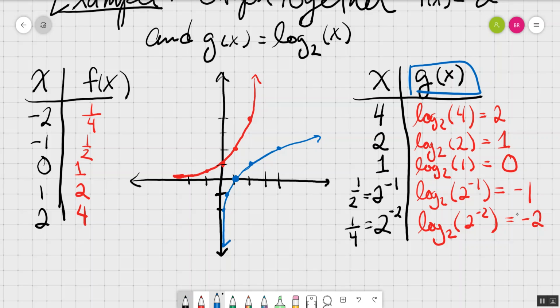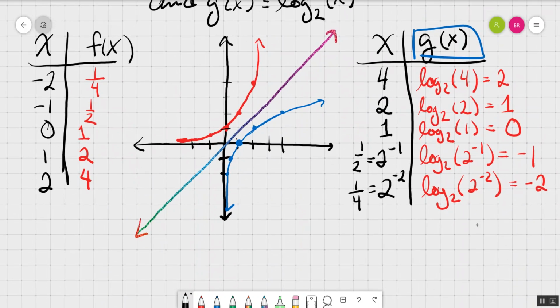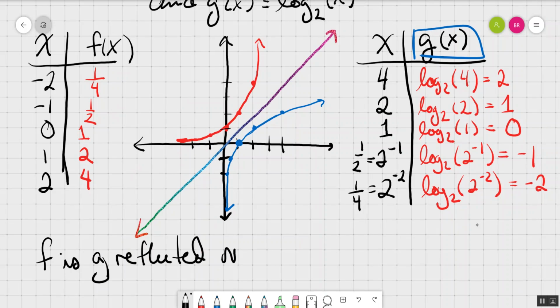Now, if you're looking at this and thinking, this looks kind of magical, I agree. I've been waiting to use this pen. They are reflections of each other. So they're reflected across the line where y equals x, because when you are doing inverses, you're switching x and y. f is g reflected over y equals x because they are inverses.